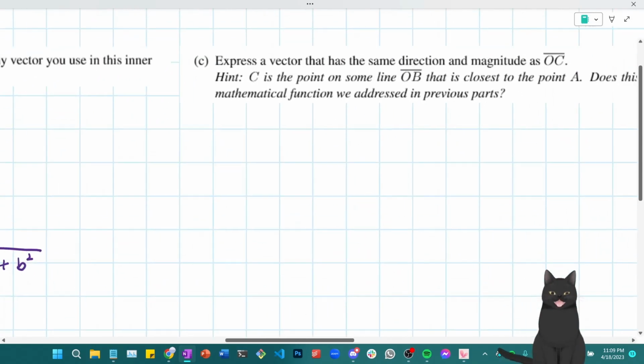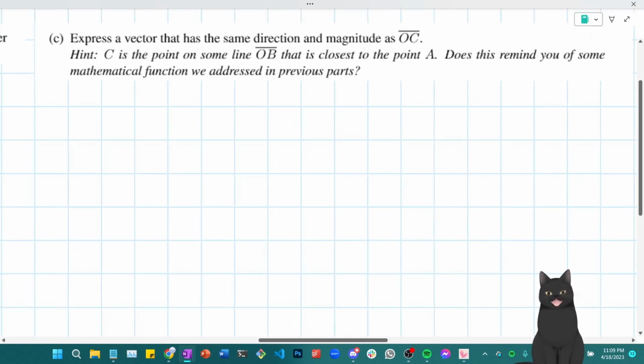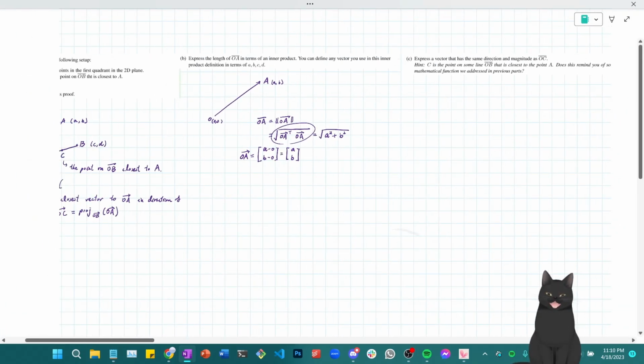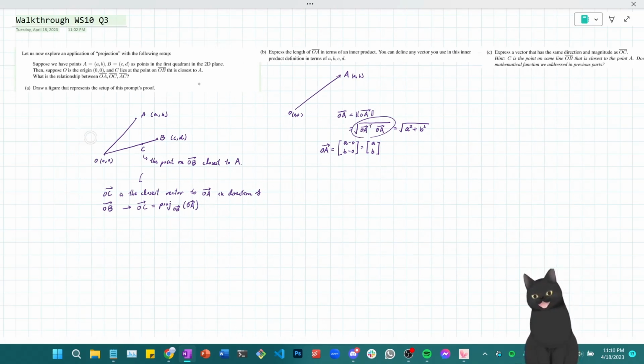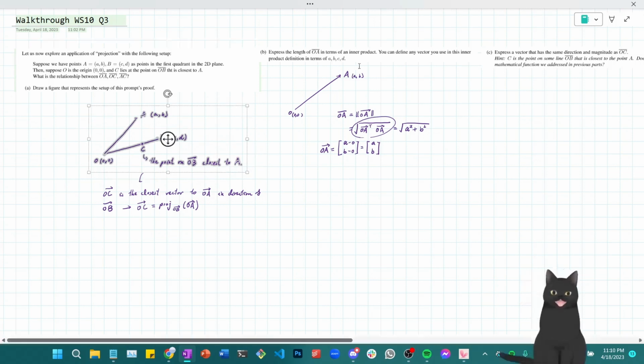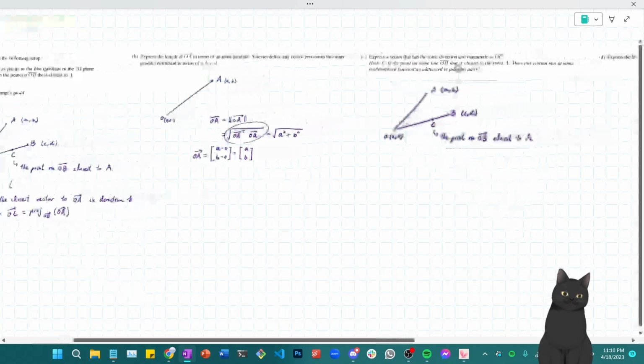Now let's move on to part C. Express a vector that has the same direction and magnitude as OC. Same direction and magnitude. Well, let's review the setup of our question again. I have this setup that I show you on the left side of the screen that we just drew in part A. I'm going to copy it to below part C so I can reference it later with you.